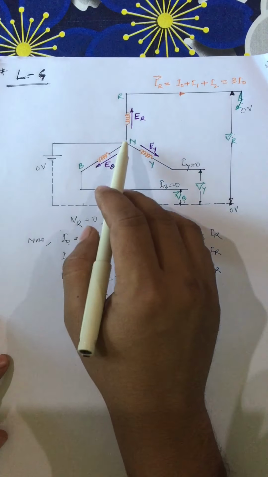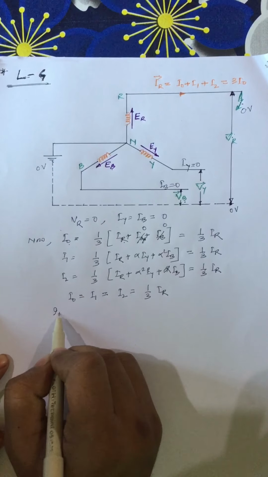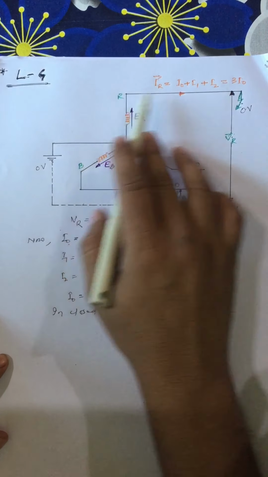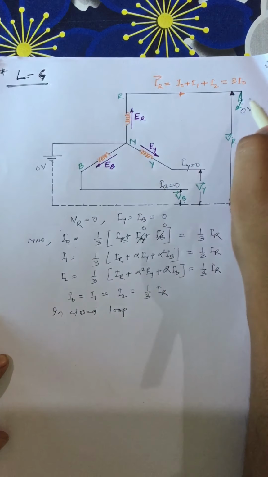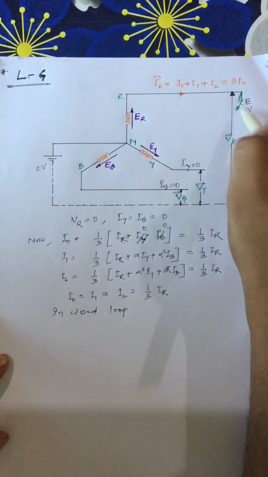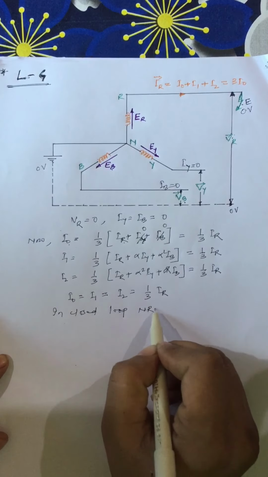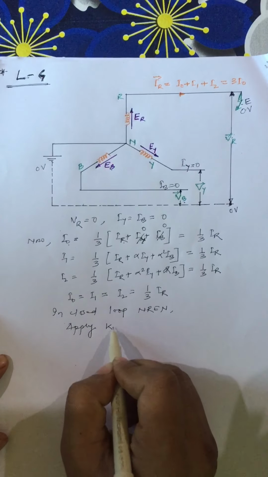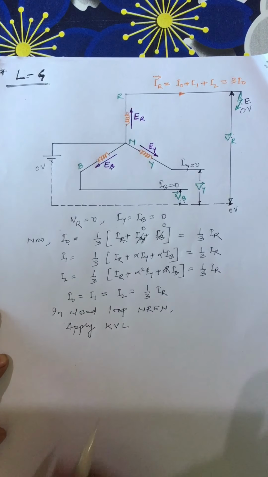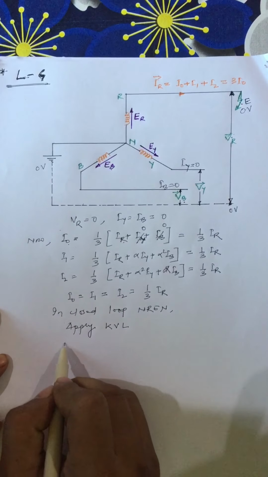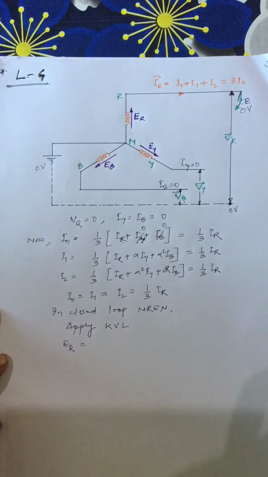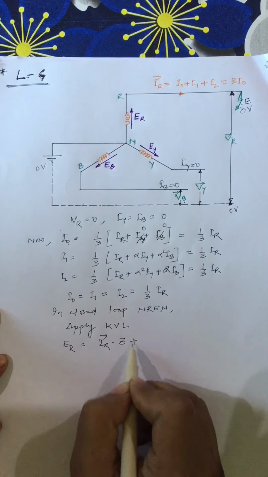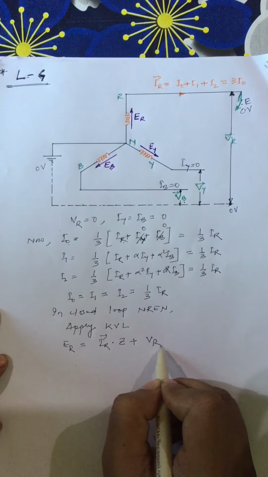Again, we find that in this closed loop, N R, and suppose this is the earth fault, N, we apply Kirchhoff's voltage law. So what we will find is that ER will be equal to IR into internal impedance plus VR.